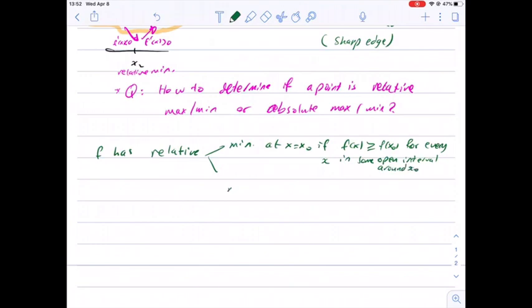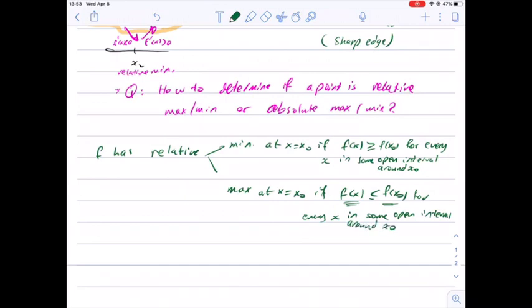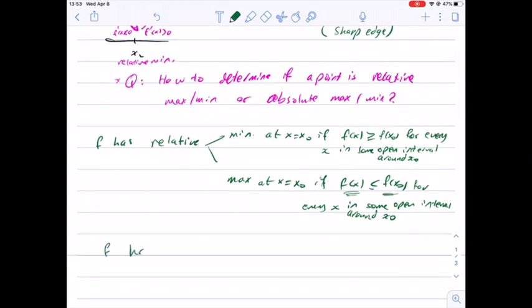around x naught. And it has a relative max at x equals x naught if f of x is less than or equal to f of x naught. That means all values of the function are less than or equal to the value of the function at that specific point. So it's larger than or equal to any other value on some interval, for every x in some open interval around x naught, but not over the whole domain. This is the relative max and relative min.